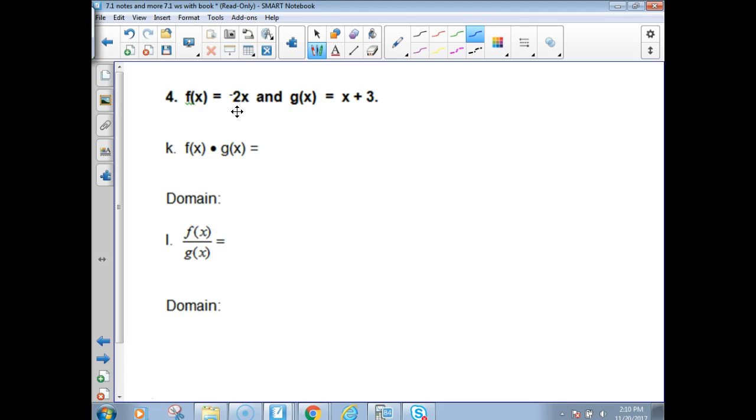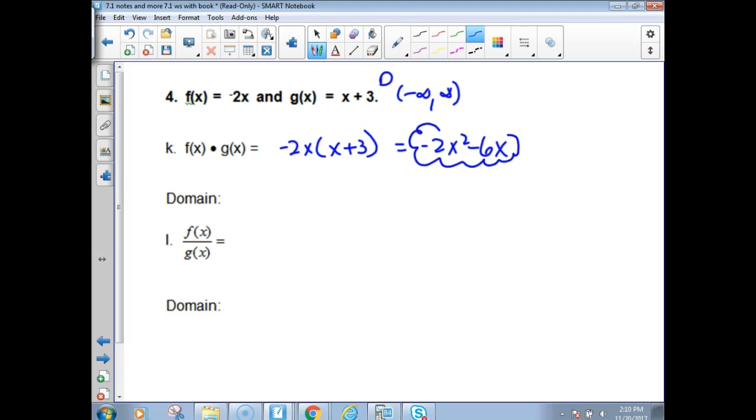Now, the f of x equals negative 2x, that's linear. So is g of x linear, right? So we need to recognize these as linear equations. So these both have domains that are negative infinity to infinity, for both of them. Now, f of x times g of x would just be multiplying them, negative 2x times x plus 3. And then that would be negative 2x squared minus 6x. Now, that one domain would just be, because it's a quadratic, the domain was always negative infinity to infinity.